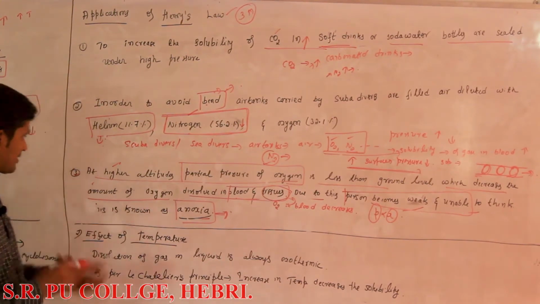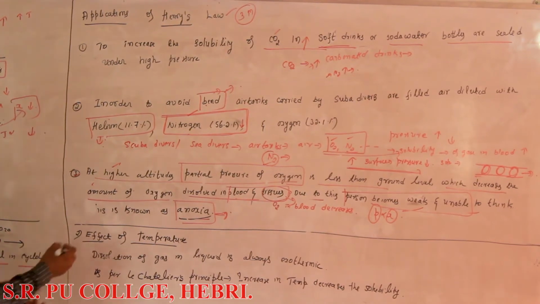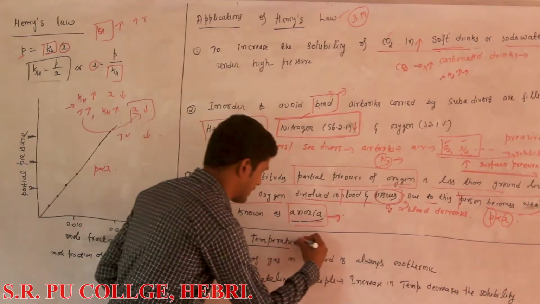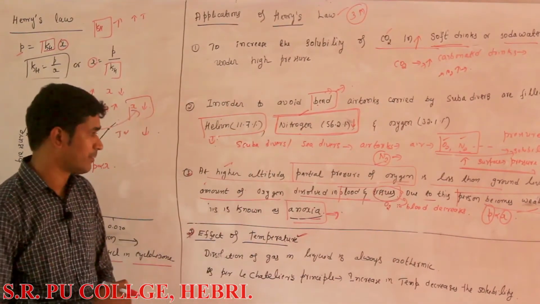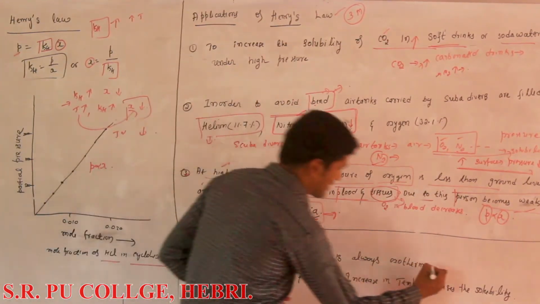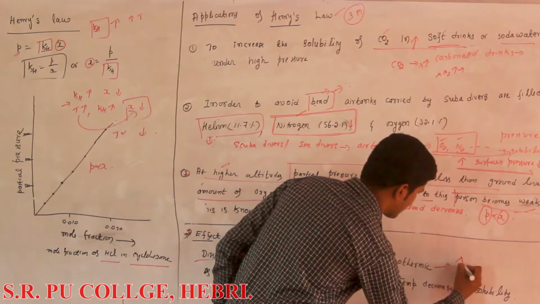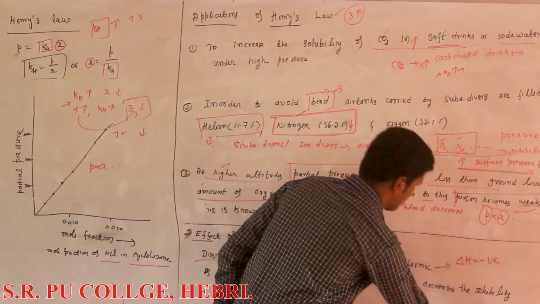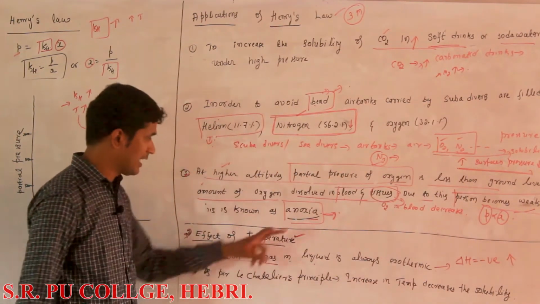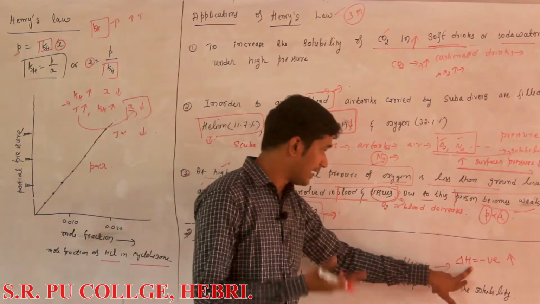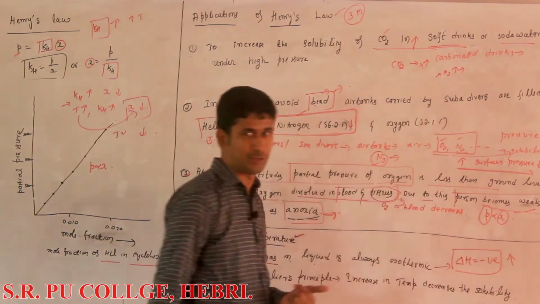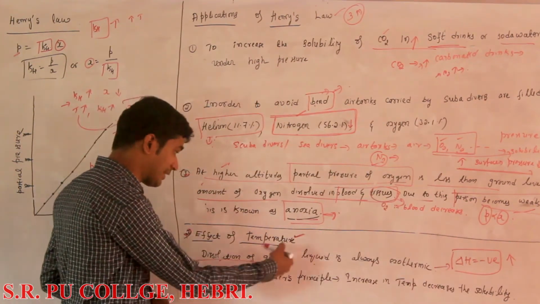The next one. After this, we are going to study the second effect on solubility of gases in liquid, that is effect of temperature. How does temperature affect solubility? We know dissolution of gas in liquid is always an exothermic process. That means delta H is negative, and the temperature of the system increases. When you dissolve a gas in liquid, delta H becomes negative, or the temperature of the system increases. The process is exothermic. Now what happens when you increase the temperature?